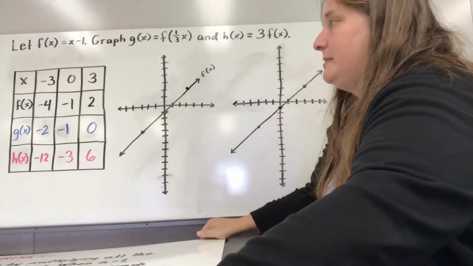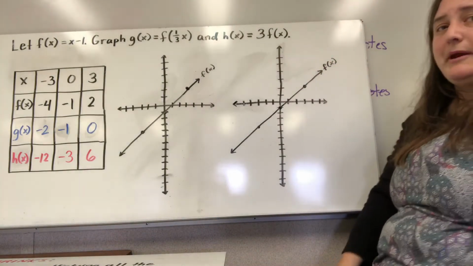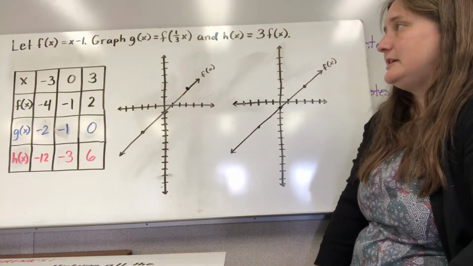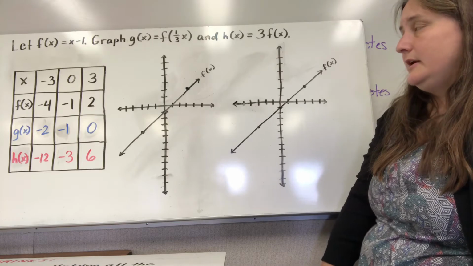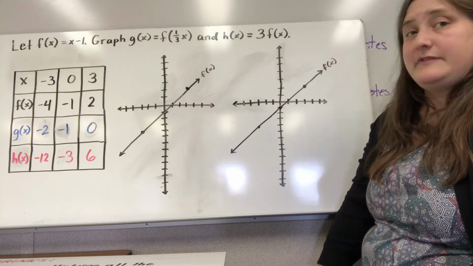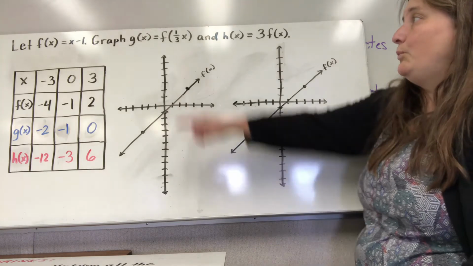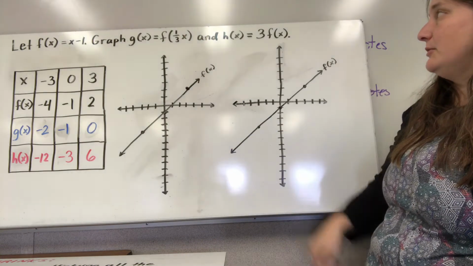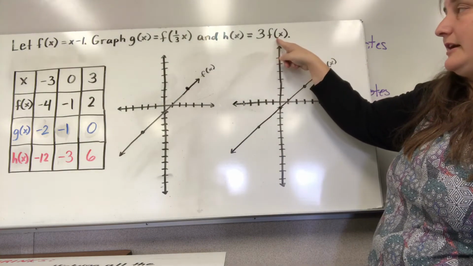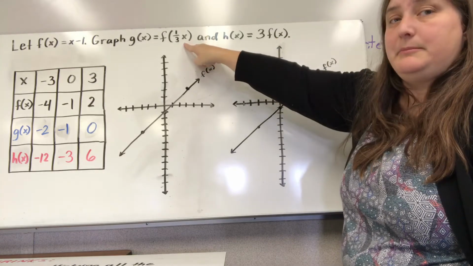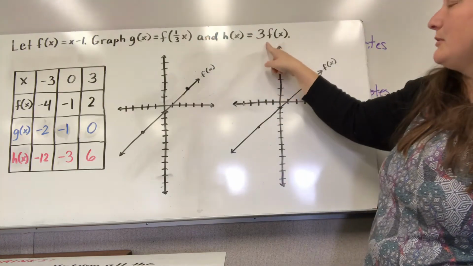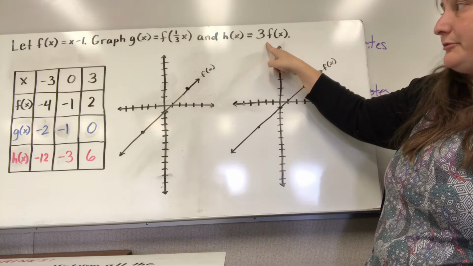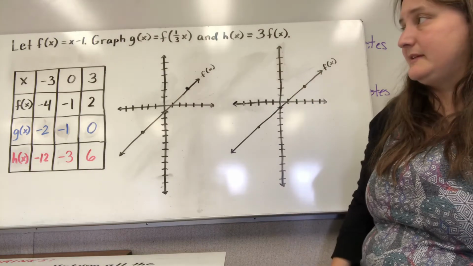So let's take a look at some examples. So here our parent function is f of x equals x minus 1. They're asking us to graph g of x equals f of 1/3 x, and h of x equals 3 times f of x. So here we're multiplying our inputs by 1/3, and here we're multiplying our outputs by 3. So we're going to see what happens on these guys.